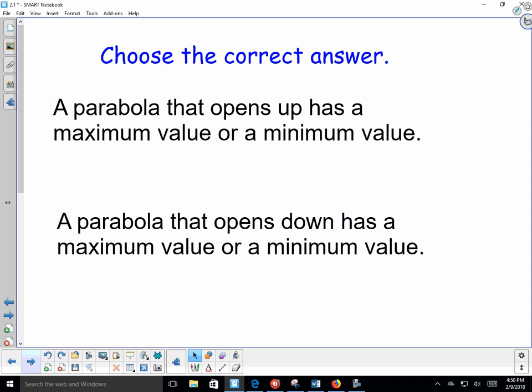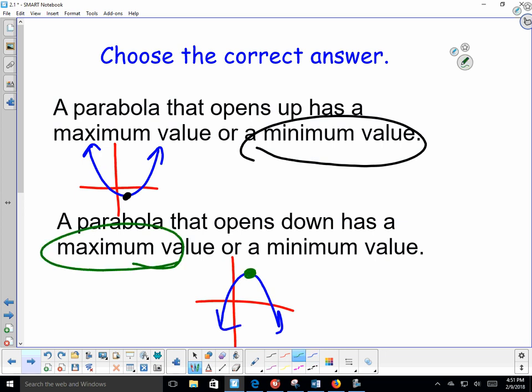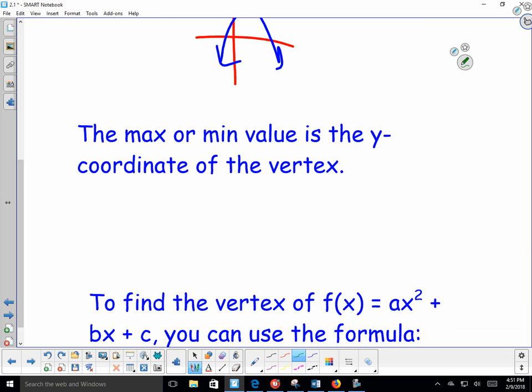So just a little recapping here, a parabola that opens up. If a parabola opens up, is it going to have a maximum value or a minimum value? Well, it's going to have a minimum value, right? Because there's going to be a lowest point. There is no highest point because it keeps going higher and higher. So it has a minimum value. And if you've got a parabola that's opening down, it's going to have a maximum value. The maximum or minimum value is the y-coordinate of the vertex.